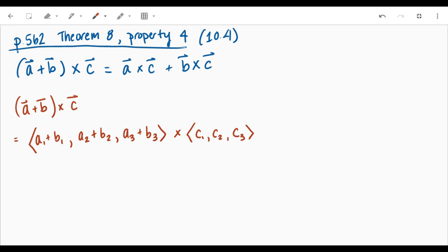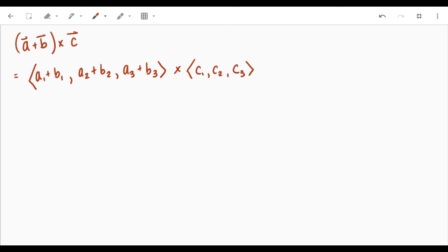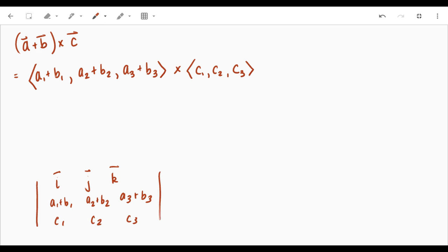Okay, so we need to do that cross product, and it might make sense for you to have a little separate sheet of scratch paper. So I'm going to do this down below and actually erase it once I'm done. So remember, when we do a cross product, I, J, K, and we'd have A1 plus B1, A2 plus B2, A3 plus B3, and then we would have C1, C2, C3.